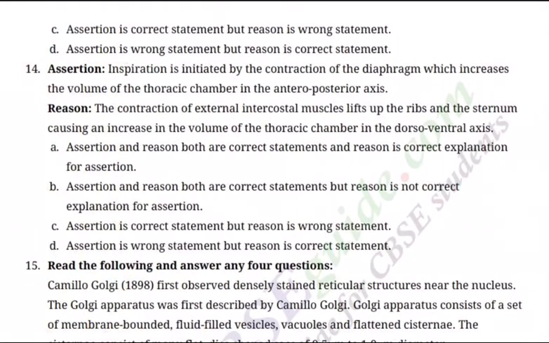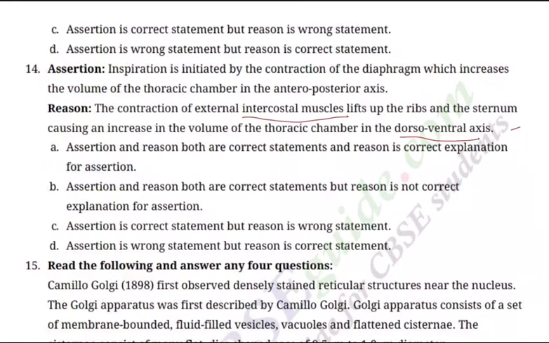Question number 14 again, one more assertion and reasoning. Assertion: Inspiration or inhalation is initiated by contraction of the diaphragm, which increases the volume of the thoracic chamber in the anterior-posterior axis. Reason: The contraction of external intercostal muscles lifts up the ribs and the sternum, causing an increase in the volume of the thoracic chamber in the dorsoventral axis. So choices: A. A and R both are correct and R is the correct explanation for A.